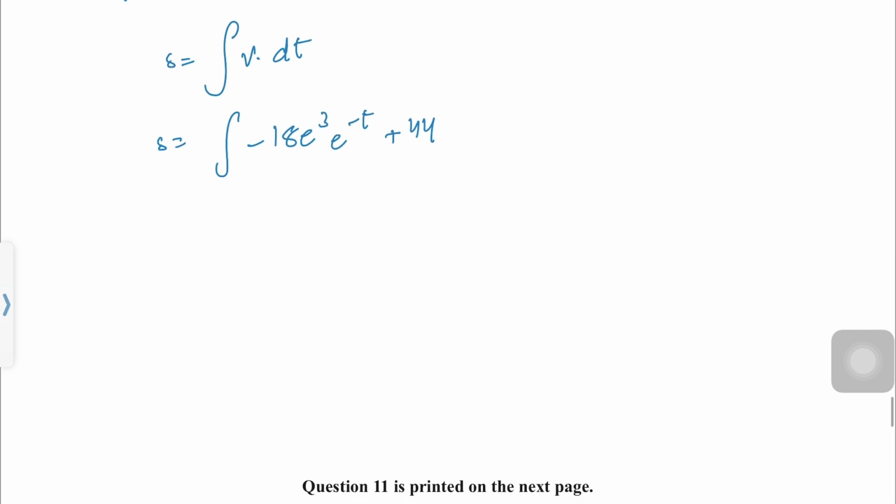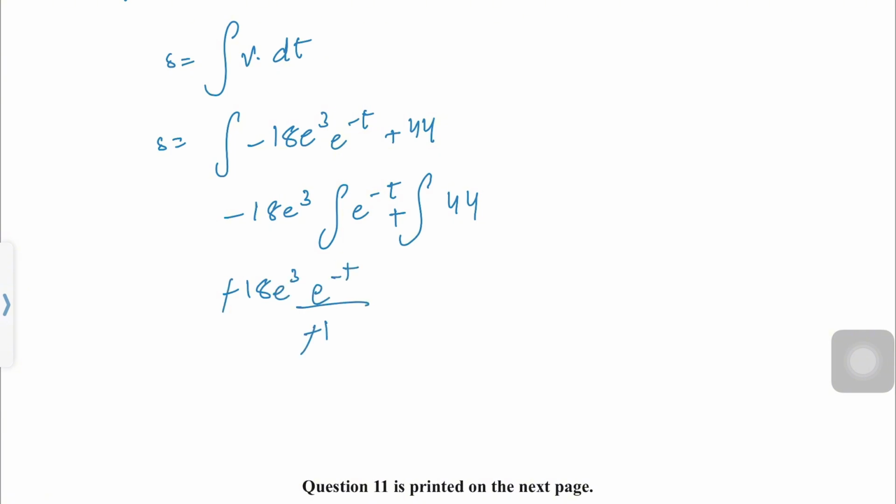We'll be again integrating it to get our displacement. So our integration would be minus 18 e power 3 e power minus t plus 44. So we'll get our integration as minus 18 e power 3 e power minus t plus 44 will be integrated. So this would be minus 18 e power 3. This would be e power minus t, and then minus 1 will be cancelled out. This would be plus 44t.